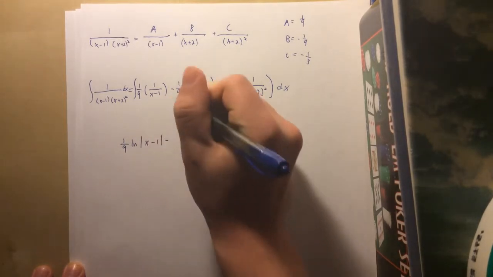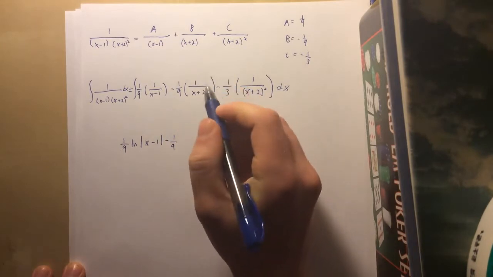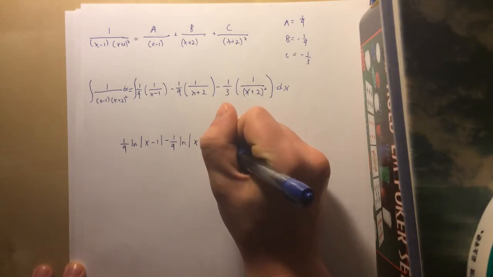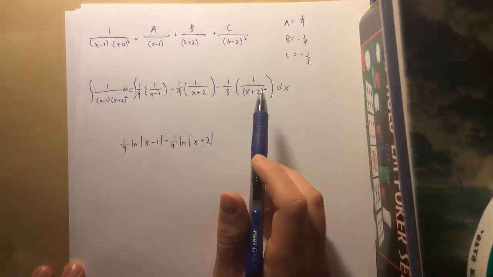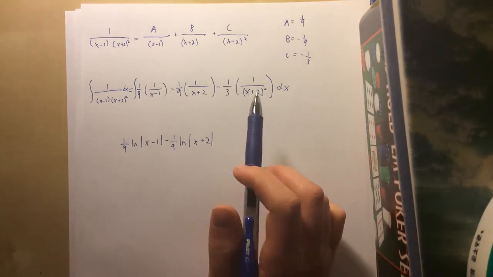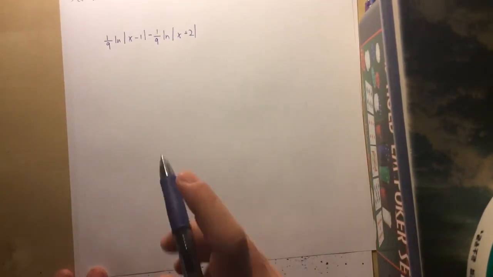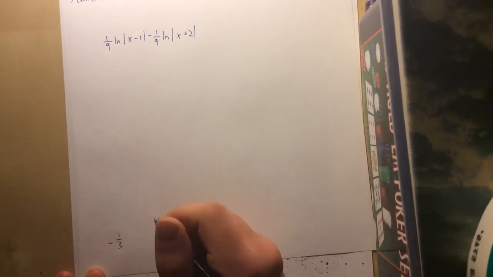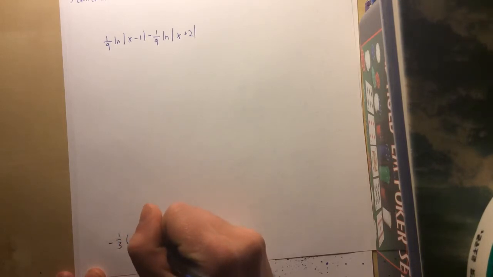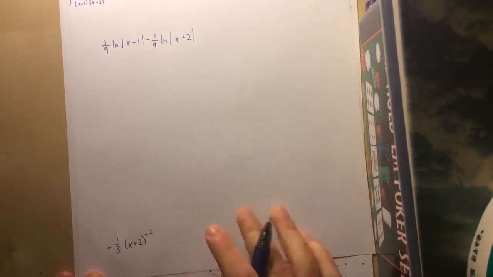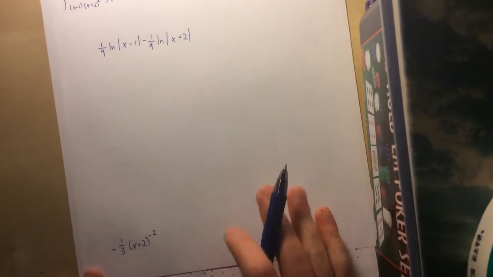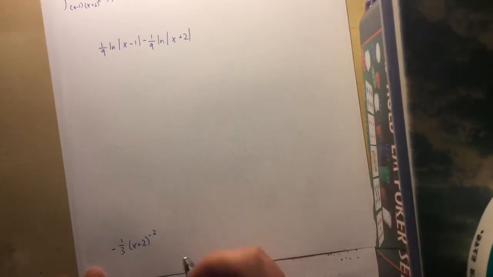Now let's look at the second term. We have this negative 1/9 that we can pull out, and the integral of 1 over x plus 2 is just the natural log of x plus 2. And now we have this negative 1/3 times 1 over x plus 2 squared. Let's do this down here. So I'm going to rewrite that as negative 1/3 times x plus 2 to the negative 2. Because remember, if we're dividing by the squared, it's the same as multiplying this to the negative 2. And we can just use the power rule and get that, well, the negatives cancel out once we do it.